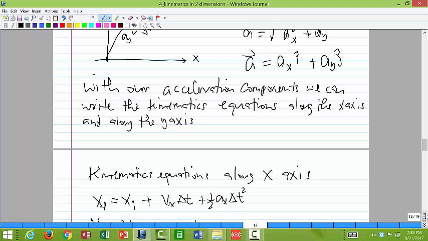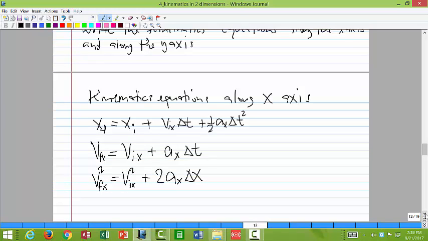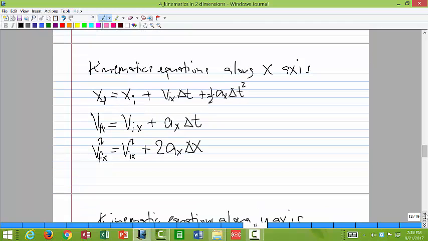So now that we found the x and y components of acceleration, we can now write our full kinematic equations in 2 dimensions by writing the kinematic equations along the x-axis and then along the y-axis. So I've written them out. x final is x initial plus v initial x delta t plus half a subscript x delta t squared.